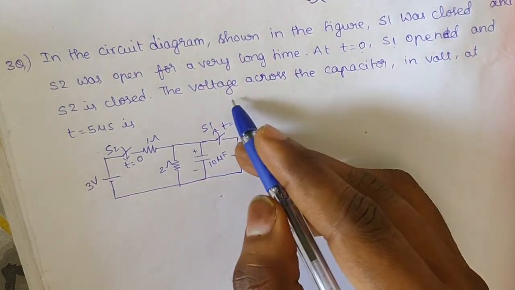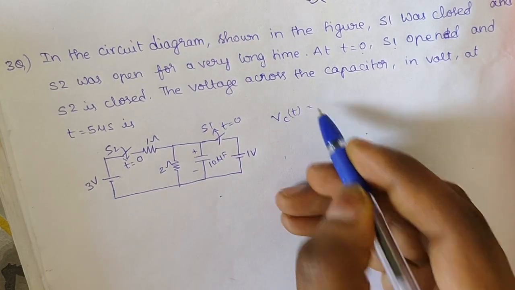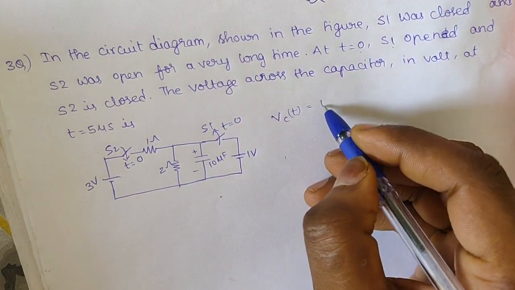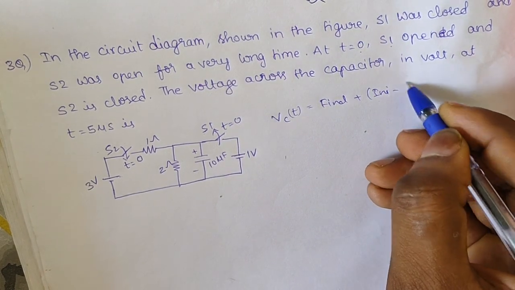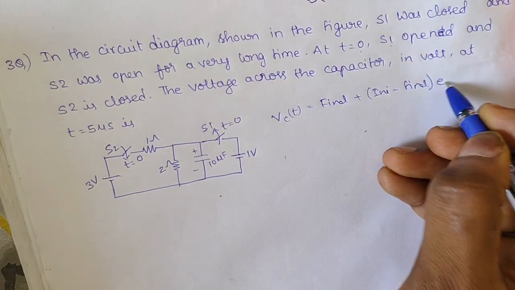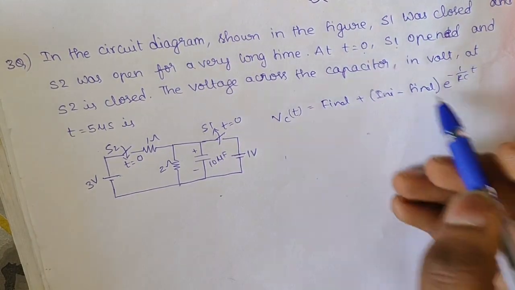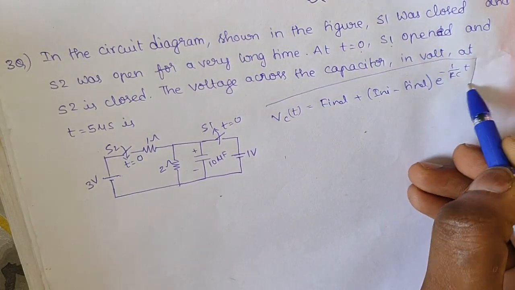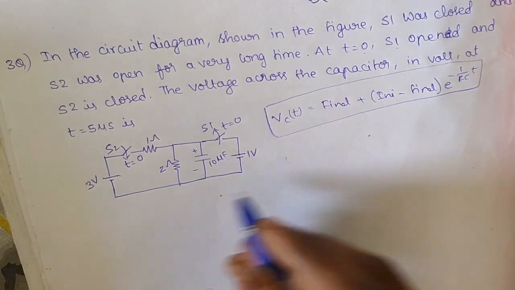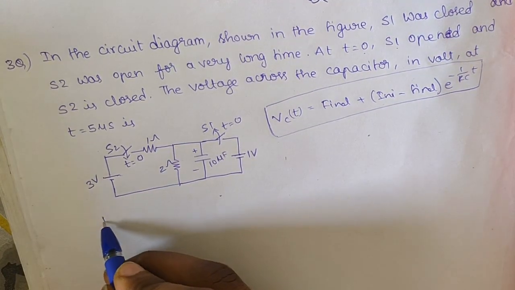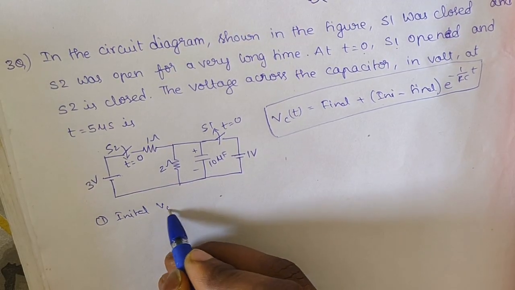They are asking for the voltage across the capacitor. The voltage across the capacitor formula will be final voltage plus initial voltage minus final into e power minus 1 by RC into t. This is the standard formula. Now we need to find first the initial voltage, Vc of 0.